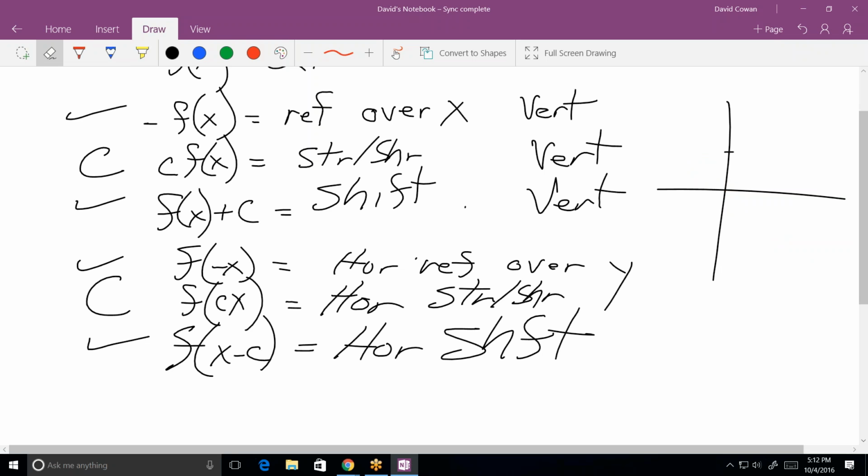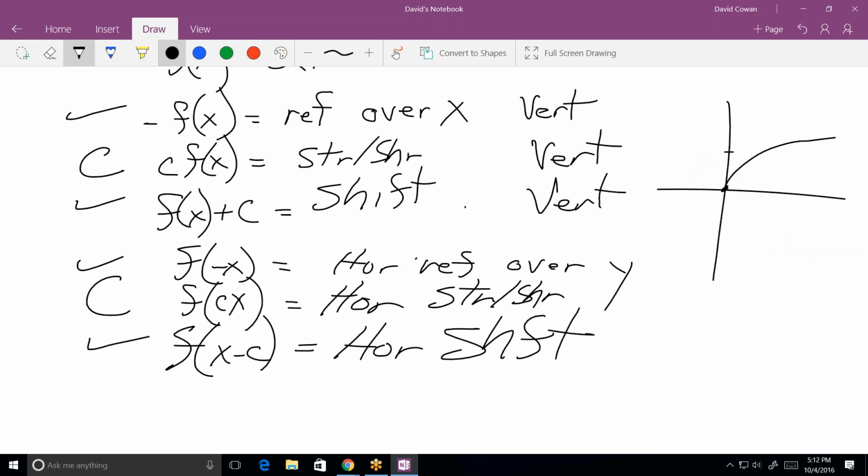So straight lines really are not the best example. You know what a square root function looks like, right? Let's deal with the square root. This is what a square root function looks like. Now let's apply each of these and you'll see they're all different.